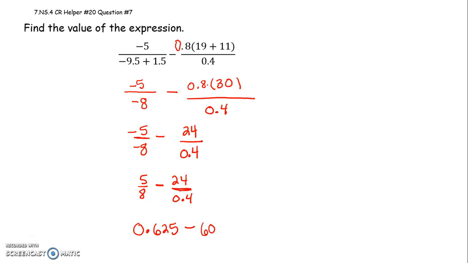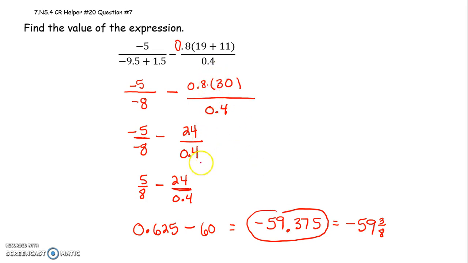So now I have 0.625 minus 60. And my final answer, and I'm just going to leave it in decimal form, is -59.375. If you feel the need to change that to a fraction, hit that back and forth arrow on your calculator and then simplify the fraction that you come up with. And you'll find that that answer is -59 3/8. This would be a totally acceptable answer.